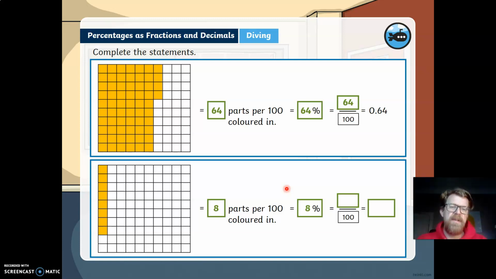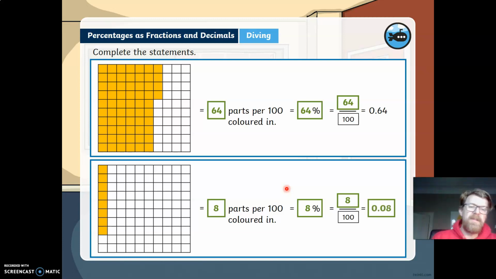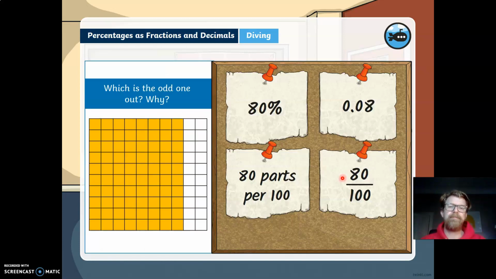8%, which is the same as 8 over 100, which is the same as or equals to. Now, this is a tricky one. So I'm hoping you remember what your fraction, your decimal lessons from earlier were. It's not 0.8, it is 0.08, because there are 8 100ths. So that one there, as we remember, would be tenths. The next one along would be 100ths, so 8 100ths.